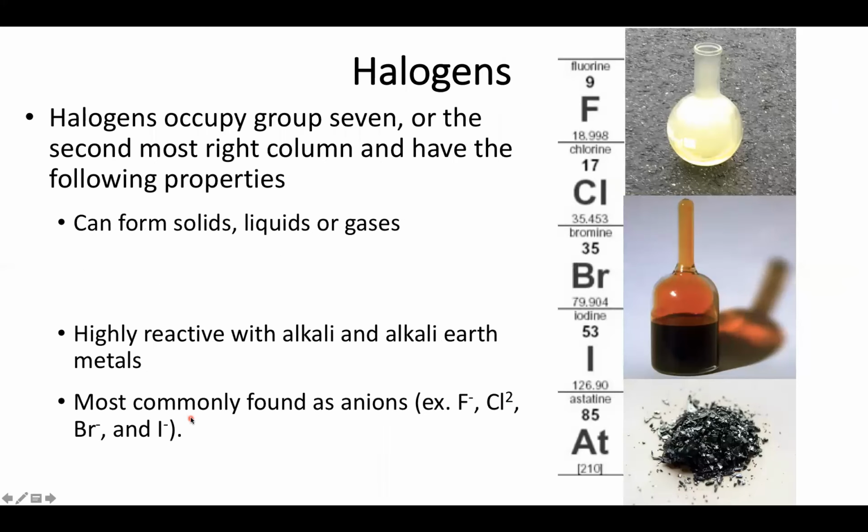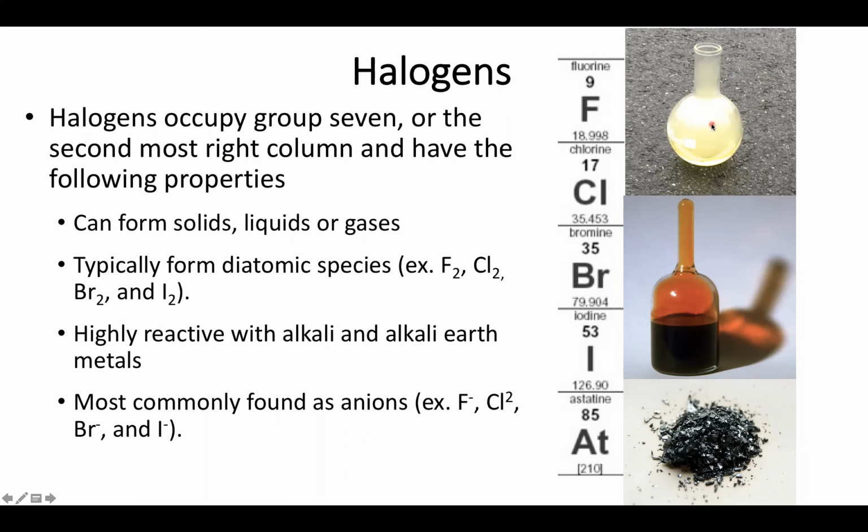Now let's go ahead and jump on over to the other side of the periodic table, over to group 7. So this is the second to the last column of the periodic table. A big feature of group 7 is that it can form solids, liquids, and gases, and it's the only group that can do so. For example, iodine, as I previously said, is naturally a solid, bromine is a liquid, and chlorine, well, it makes mustard gas.